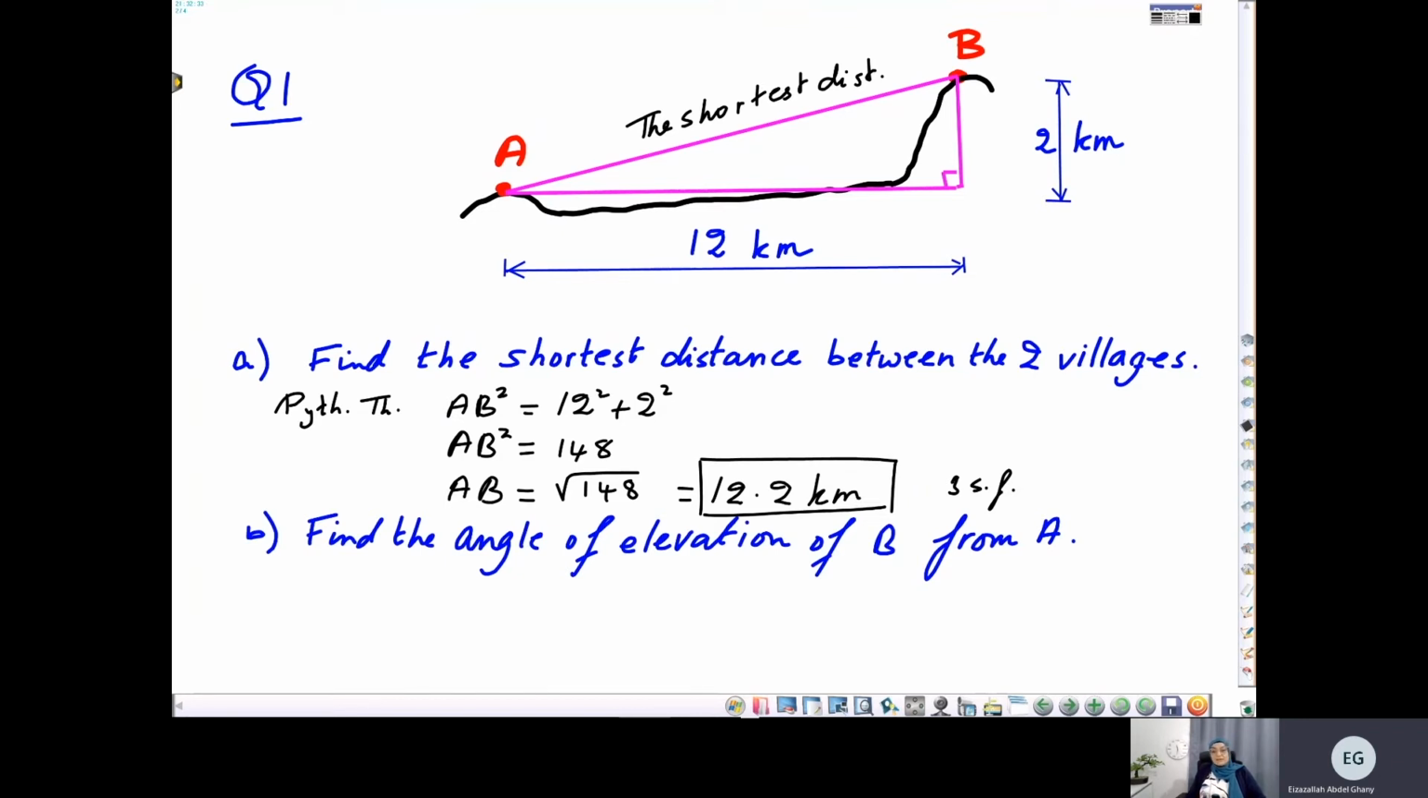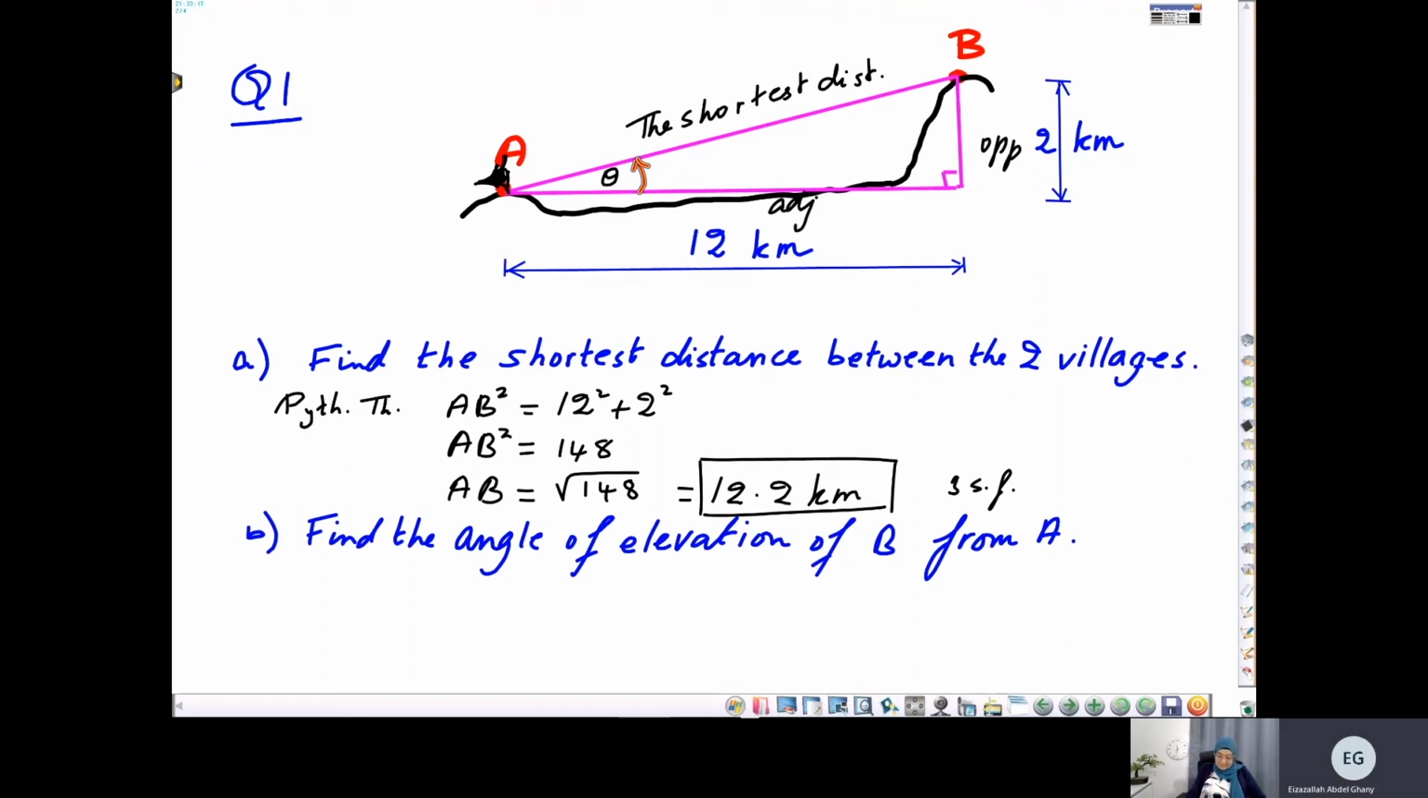Now we need to find the angle of elevation of B from A, your eye at A. So here's the eye at point A, and here is the horizontal line from the eye, and you elevate your sight to see the village B. So where is the angle of elevation? This one. You can name it theta, you can name it any letter you wish. And here you have its opposite, here you have its adjacent.